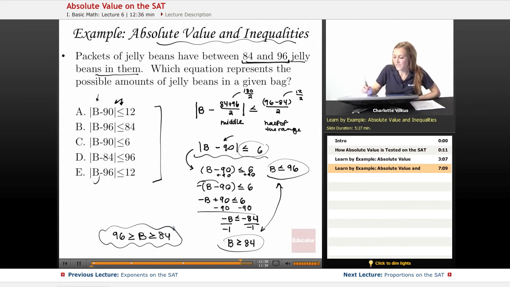So this does in fact work, and this is really the systematic way to do it: take whatever our variable is. So here we had b, subtract the middle of the range from it, take the absolute value of that quantity, and then make it less than or equal to half of the range.